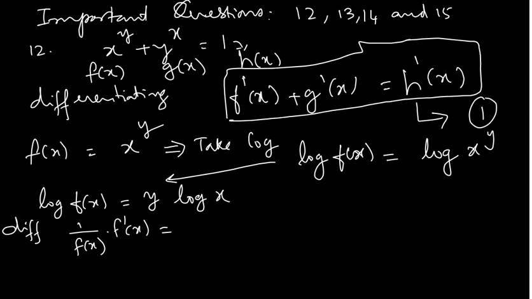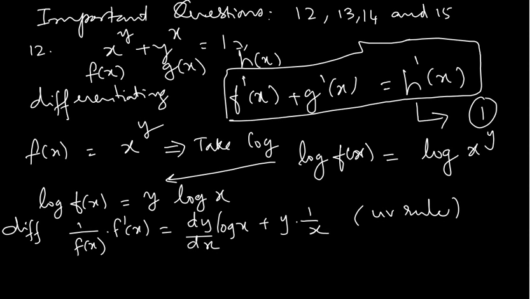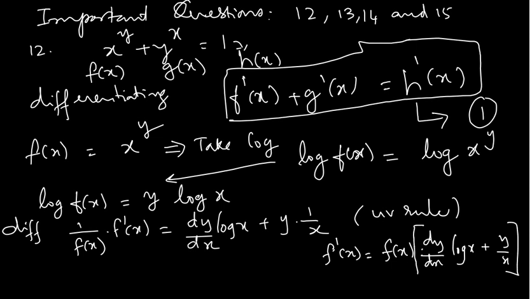So we are using the uv rule. First one is this differentiation. What is the differentiation of y? dy by dx. Next, log x, you will write it, plus y into the differentiation of log x, which is 1 by x. Have you understood this? Understood, right? So we need f dash x. That's why don't take off dy by dx from here, just keep it like that only. So f dash x would be f of x into dy by dx log x plus y by x. This entire thing is multiplied like that. Okay, this is f dash x.